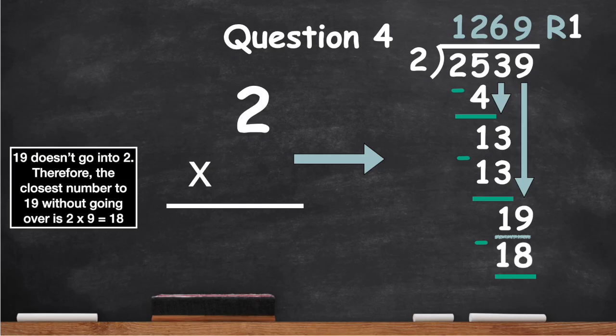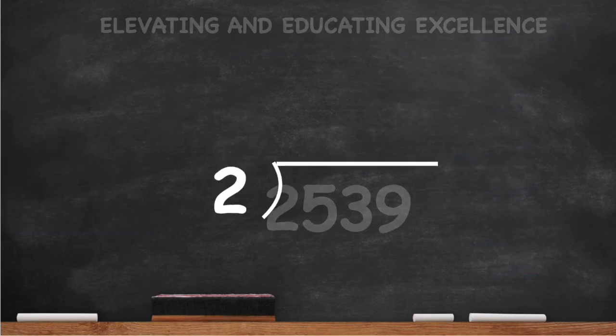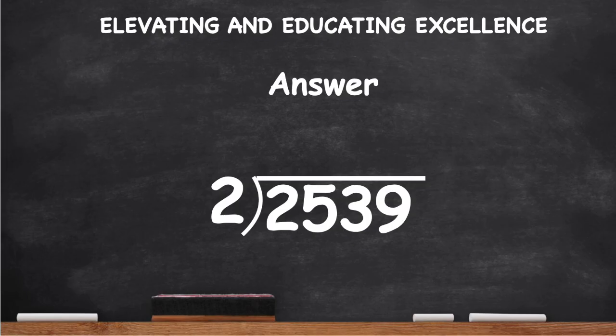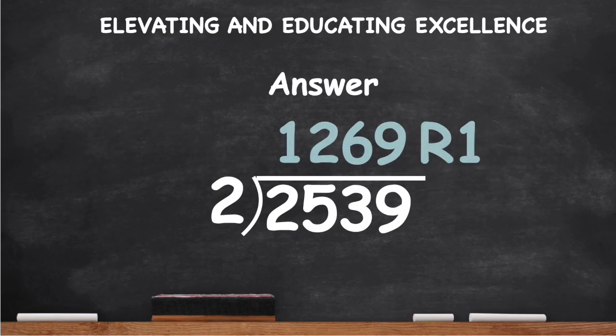So the answer for 2,539 divided by 2 is 1,269 with a remainder of 1.